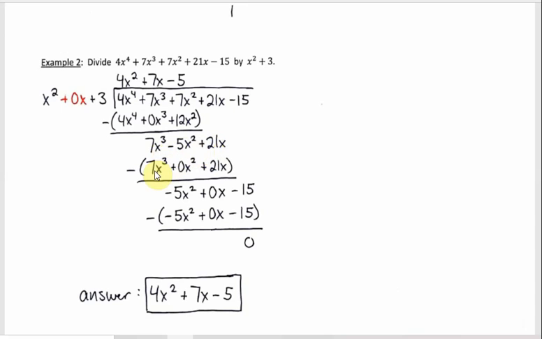then 7x times x squared will give you 7x cubed. So multiplying that out, you get 7x cubed plus 0x squared plus 21x. Subtract that out, minus 5x squared plus 0x, then bring down the minus 15. Minus 5 times x squared give you minus 5x squared. So then there's that minus 5 up there. You multiply that by that whole trinomial, you get minus 5x squared plus 0x, and then minus 5 times 3, which is minus 15. You subtract out that line, everything's going to subtract out. You get a remainder of 0. So the answer is just going to be our quotient, 4x squared plus 7x minus 5.